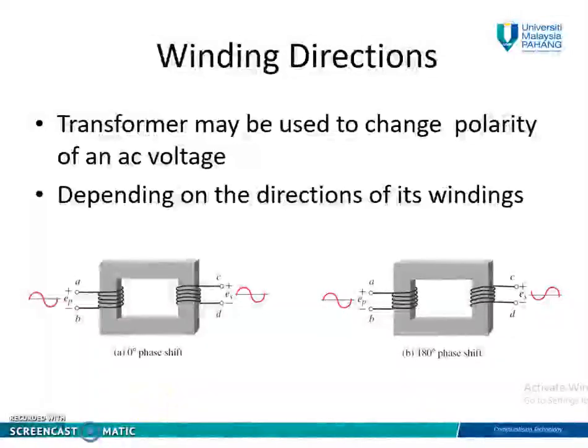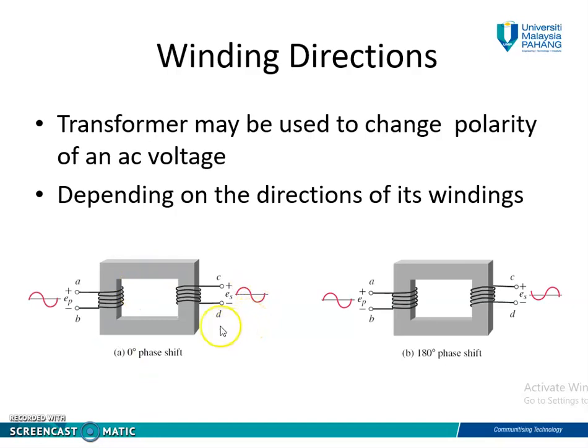Winding directions. Generally, when we study transformers, we assume that the primary and secondary voltage and current are in phase, but this is not always the case. In a transformer, the phase relation between primary and secondary currents and voltages depends on how each winding is wrapped around the core. Refer to this figure.